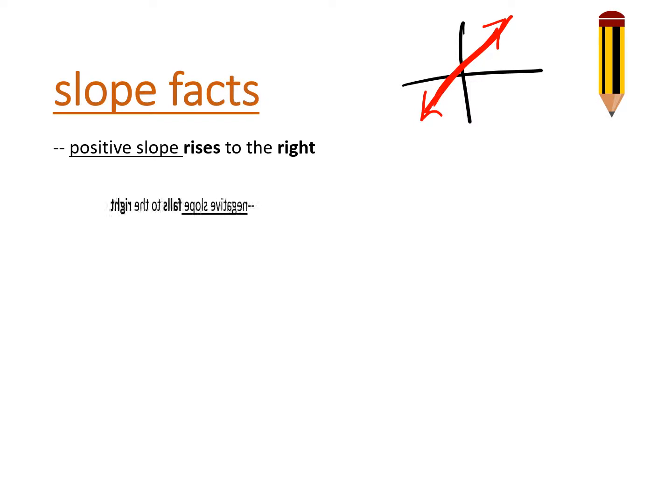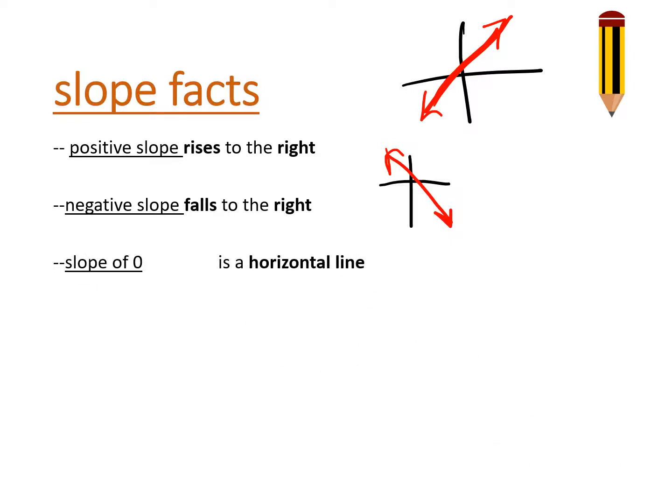A negative slope is one that falls from left to right. See how if I move from the left to the right, it's falling or going down. And when I have a slope of 0, it's a horizontal line. So if I draw a horizontal line, I'm going left and right forever, but I'm not rising anything. So that means that I have a slope of 0, or a 0 movement moving up and down over some number moving left and right, which is creating my horizontal line.